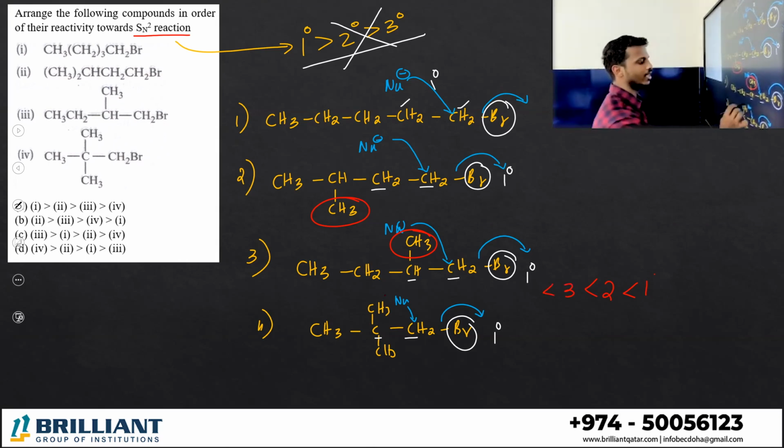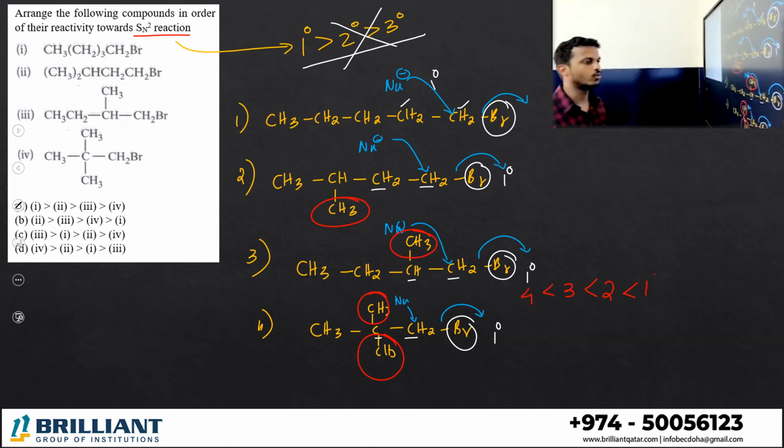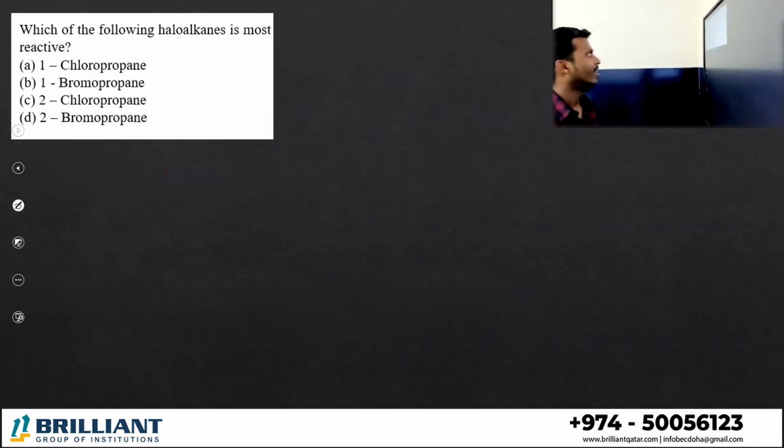But in option D, there are two bulky groups. The reaction will have a lot of steric hindrance. So fourth one is last: 1, 2, 3, 4. That should be the correct answer. Option A is the correct answer. Clear? Okay.